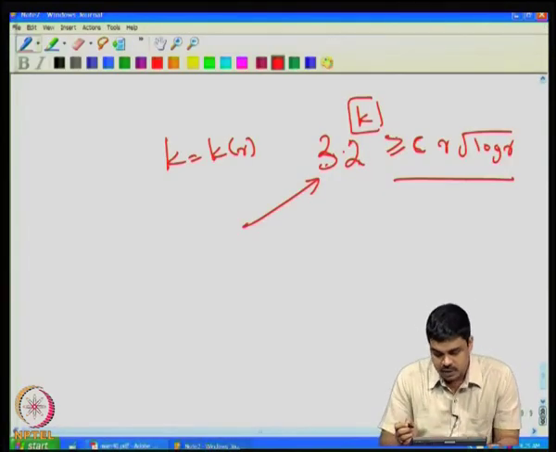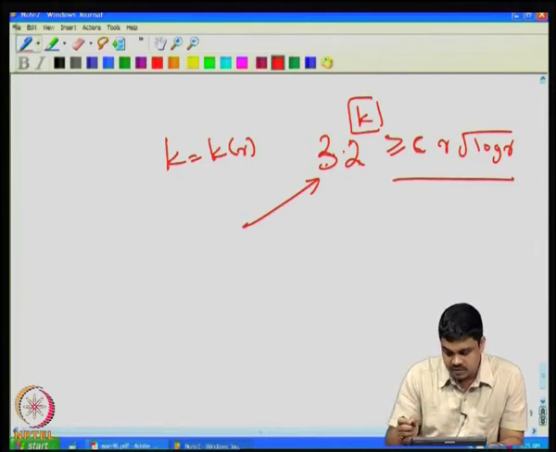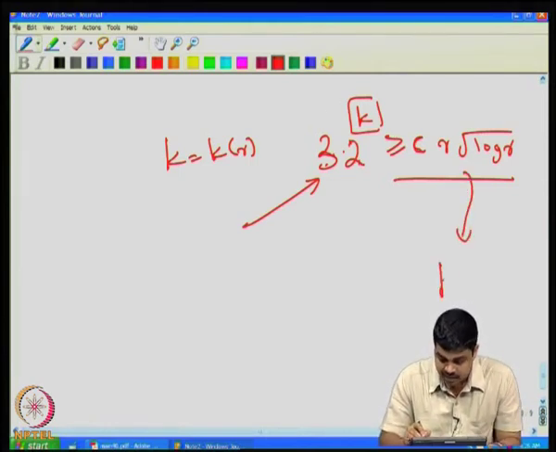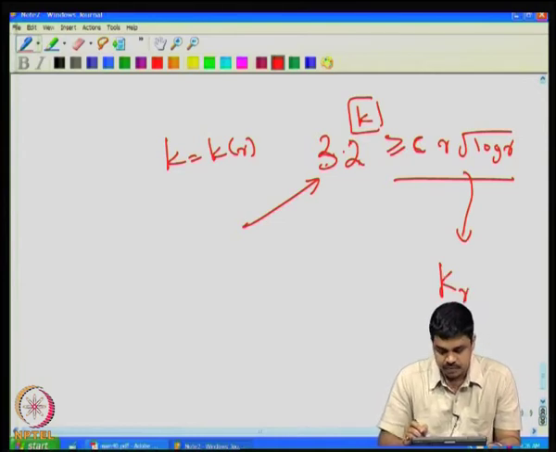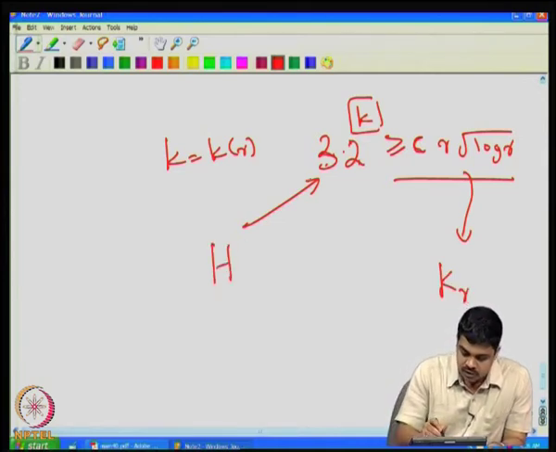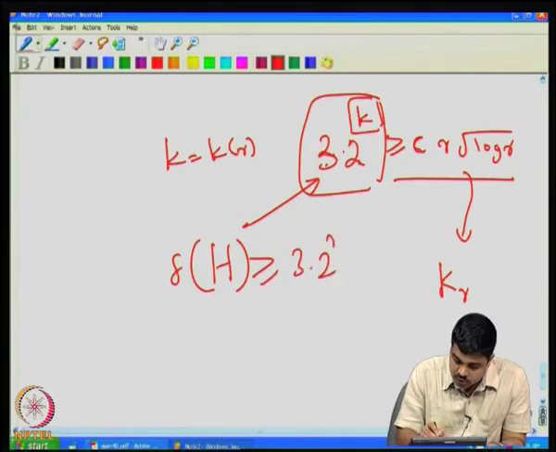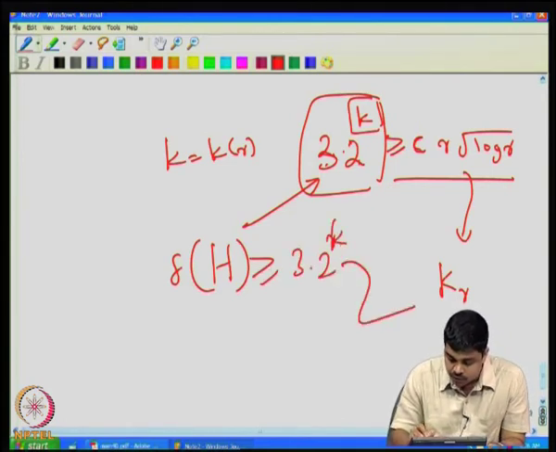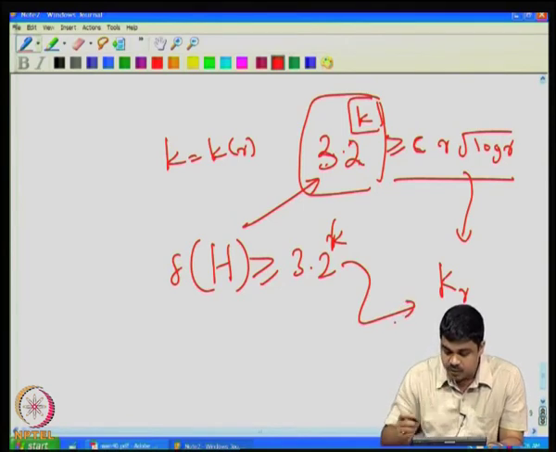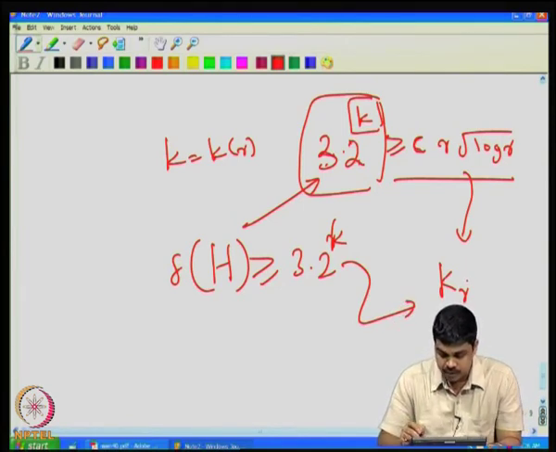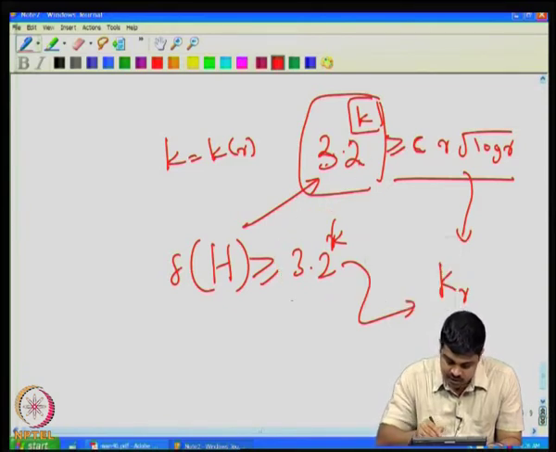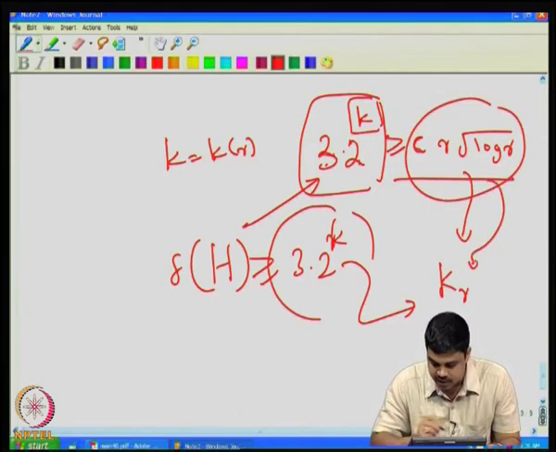If this is the case, we know that we do have a K_r minor here. Because by Dištel's proof we do have an H with minimum degree greater than or equal to 3 times 2 raised to k, and therefore, because this value is greater than or equal to this, by Kostochka's statement, we have a K_r minor here.